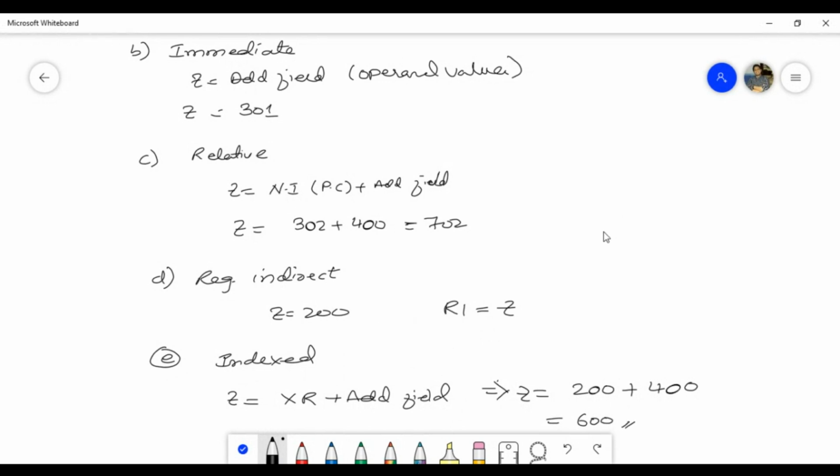Here you are calculating the effective address. Hope you understand.